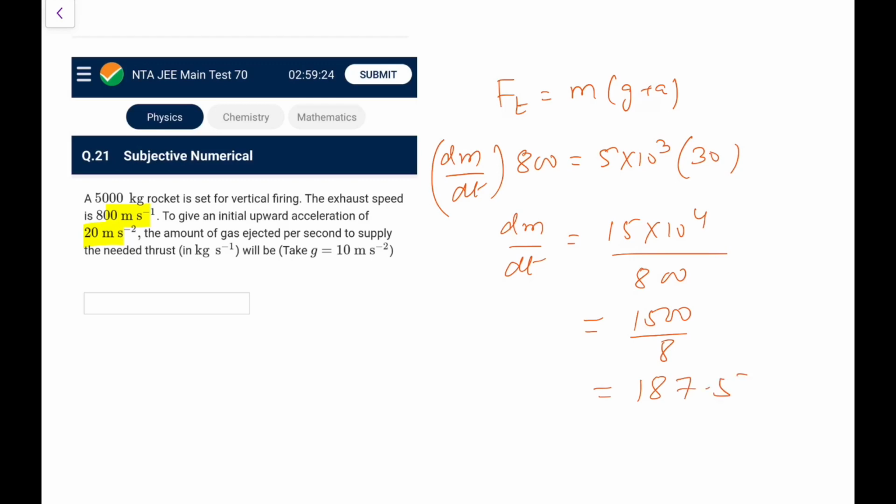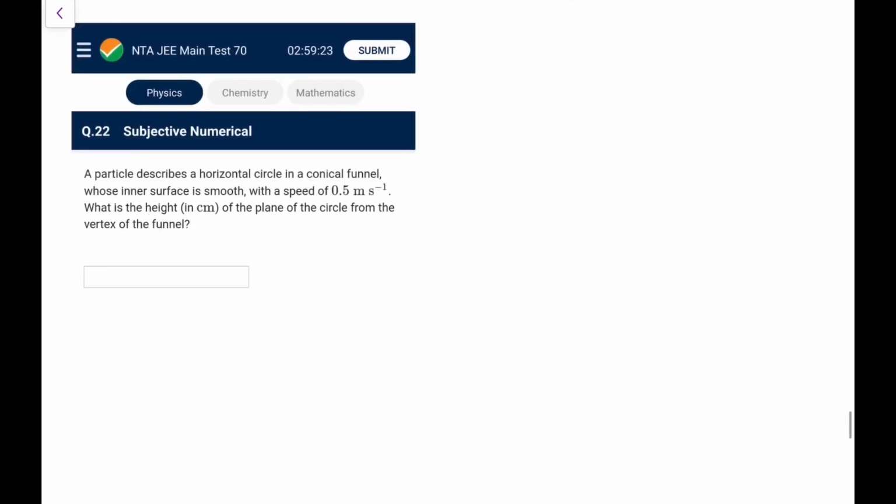So that is 187.5 to be precise. Next one. A particle describes a horizontal circle in a conical funnel whose inner surface is smooth with a speed of this. At what height of the plane of the circle from the vertex of the funnel? Okay, so it's a conical funnel like this. It would be executing a circle somewhere here.